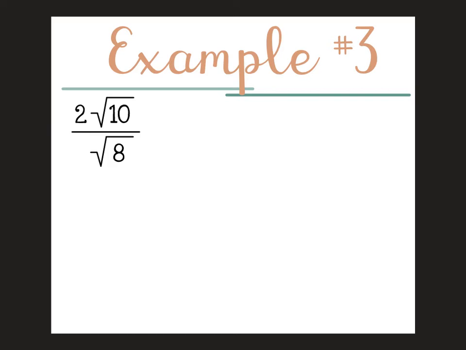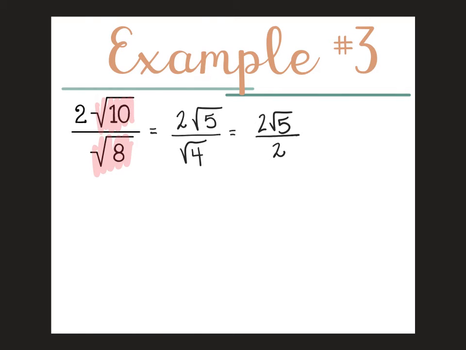Starting example 3, I'm going to start by seeing if I can simplify this fraction. I can because I could divide both of them by 2. If I divide them both by 2, I end up with 2 square root of 5 over square root of 4. The square root of 4 is actually just 2. This 2 over 2 would cancel out, leaving me with square root of 5. And then checking my list of perfect squares, I see I can't divide 5 by any of those numbers, so this is the final answer.